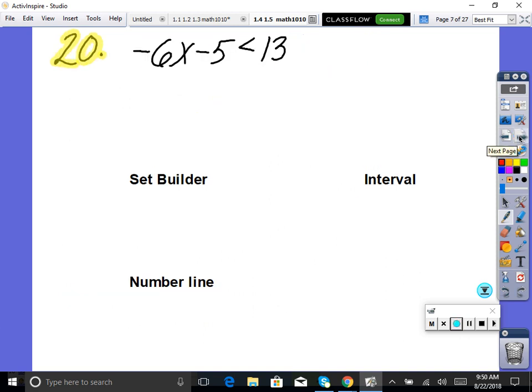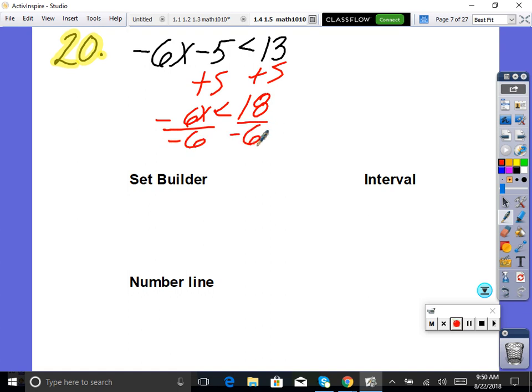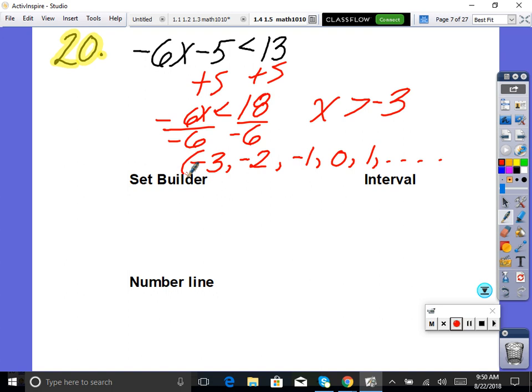Okay, watch. Still too easy to take notes on. Solve this. What would we do? Add 5. Add 5. Negative 6x is less than 18. Now what? And then we say, oh, we just did that thing where we have to change the inequality sign. Any x value greater than negative 3. So think about it. Start at negative 3. Anything greater than that. Isn't negative 2 larger? Negative 1, 0, 1, on forever. Also not including. So our set for x such that x is greater than negative 3.